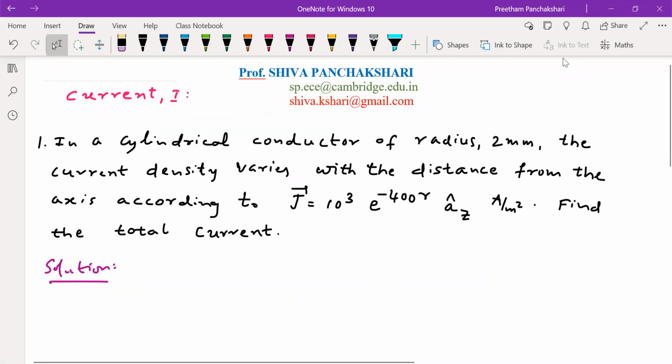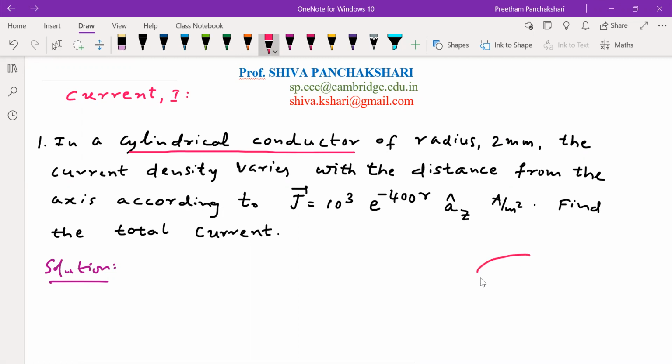In this video, we shall discuss the solution of a numerical problem on finding current in a cylindrical conductor. If you observe the problem carefully, it's given here: cylindrical conductor. So the conductor carries current and it is a cylindrical wire. This is the cylindrical conductor.